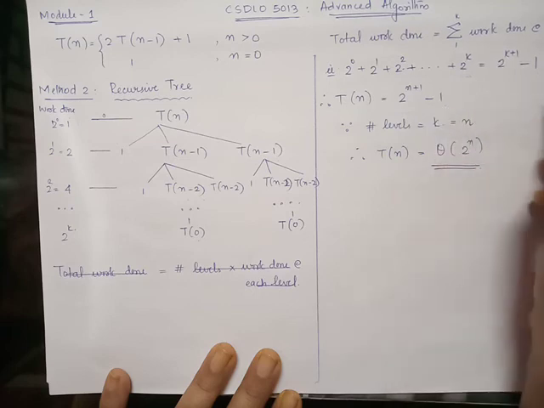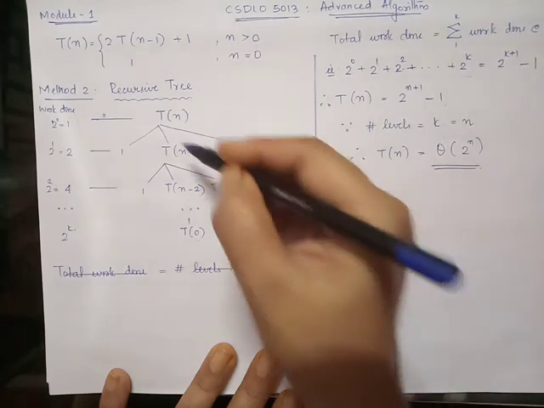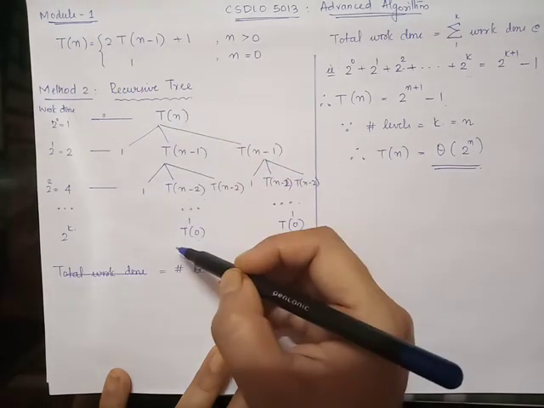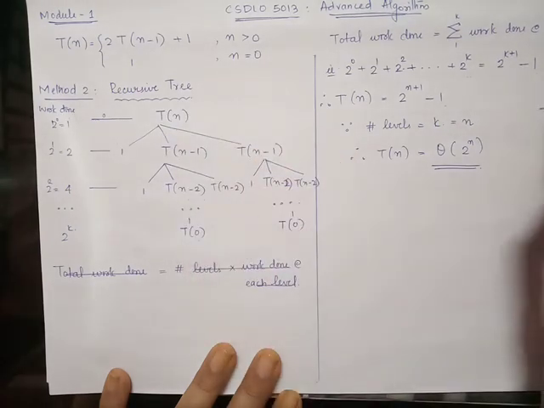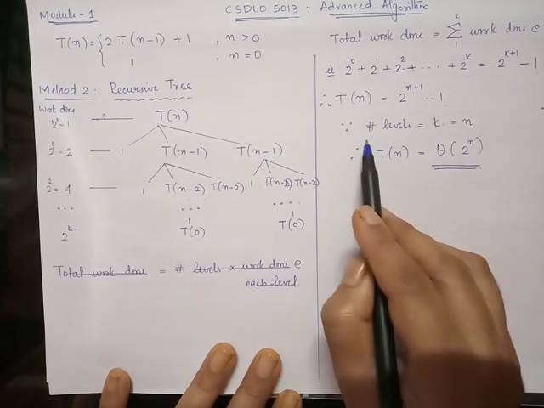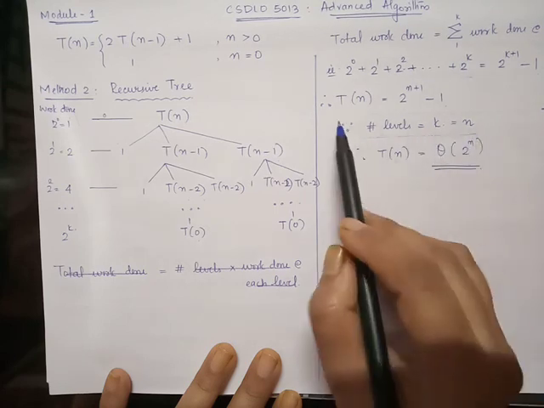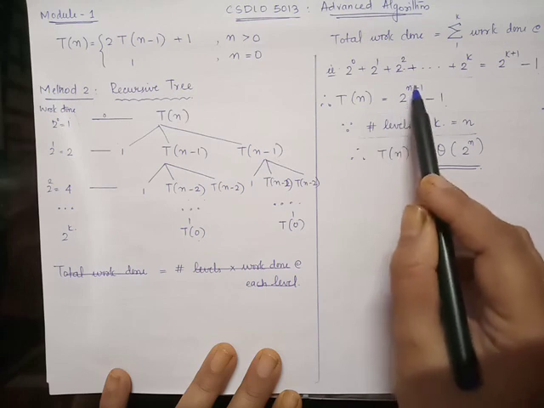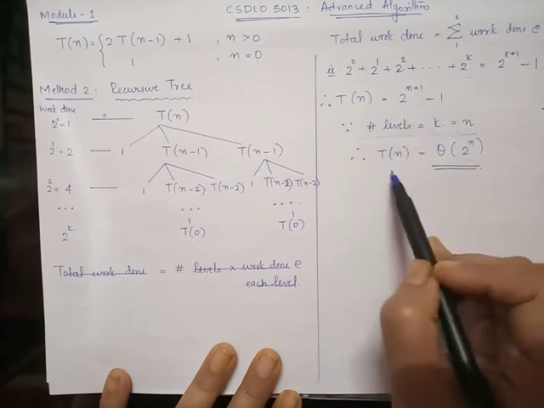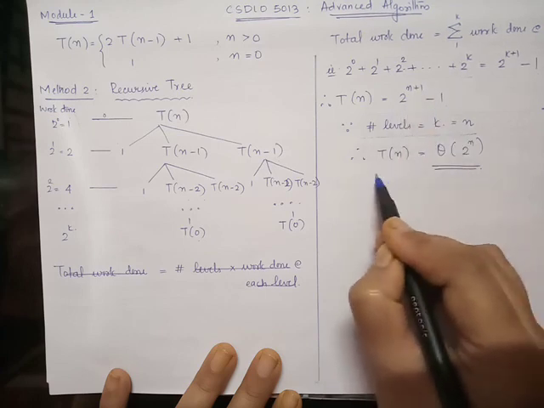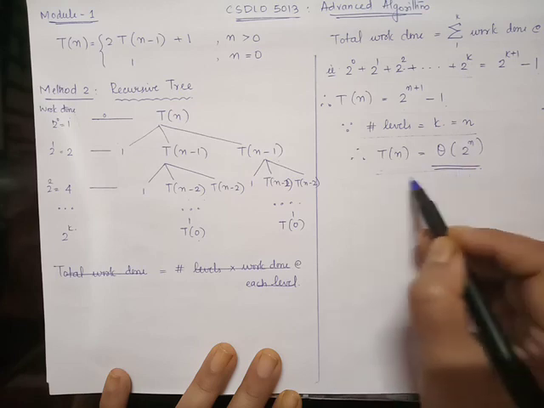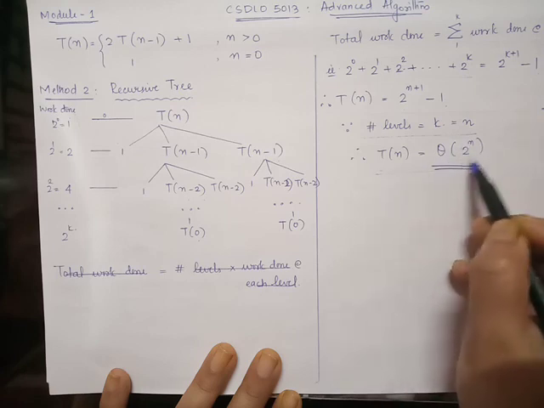We know that the expansion of the tree will continue till n is equal to k, and the number of levels is equal to k, which is equal to n. So t of n is written as 2 raised to n plus 1 minus 1. Hence, the time complexity of T of n can be written as theta of 2 raised to n.